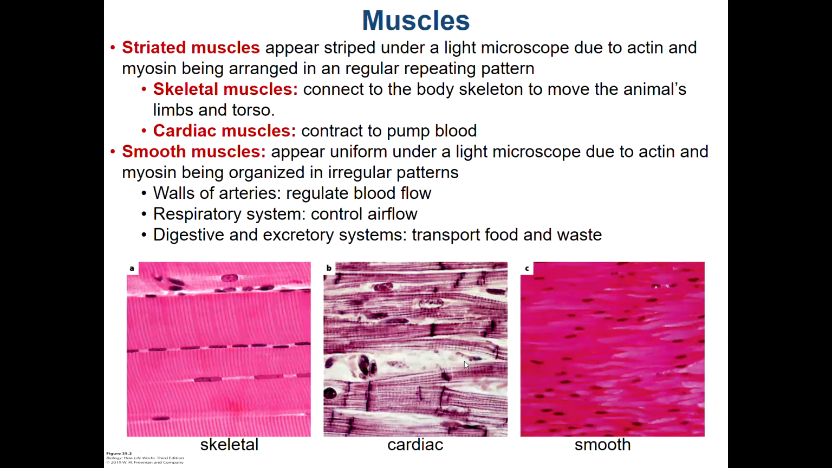Smooth muscles appear uniform under a light microscope, or they appear smooth, and that is due to actin and myosin being organized in irregular patterns. Places in your body where you have smooth muscles are the walls of your arteries, which help to regulate blood flow, your respiratory system, which helps to control airflow, and your digestive and excretory systems, which help to transport food and waste through your body.